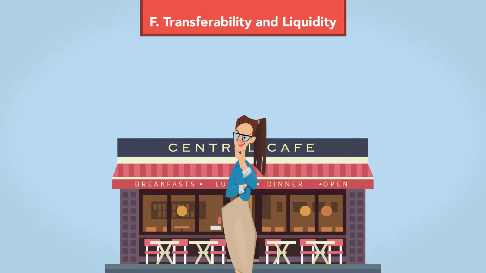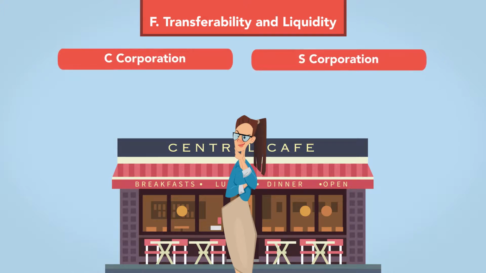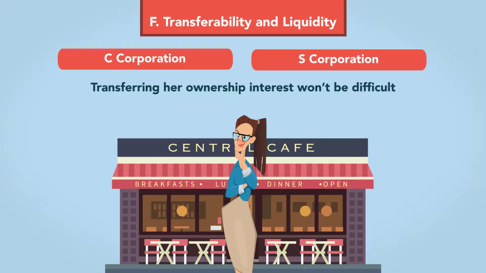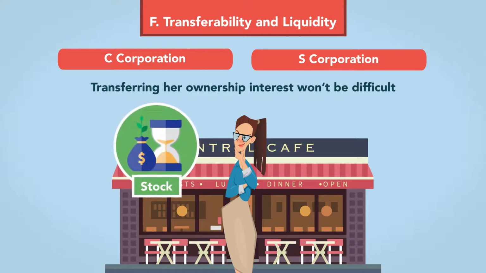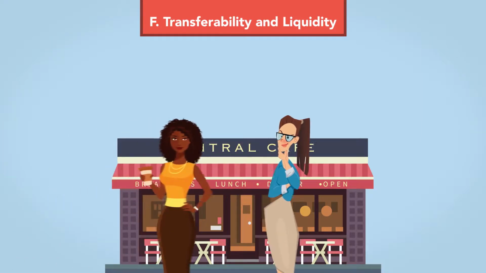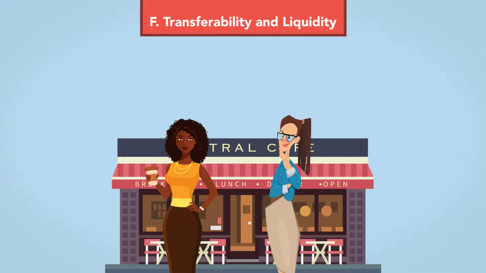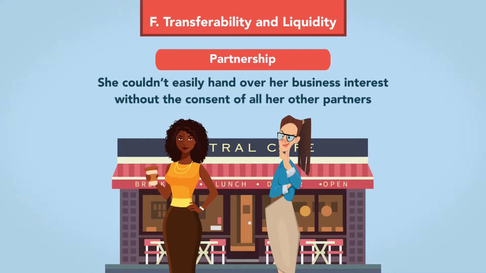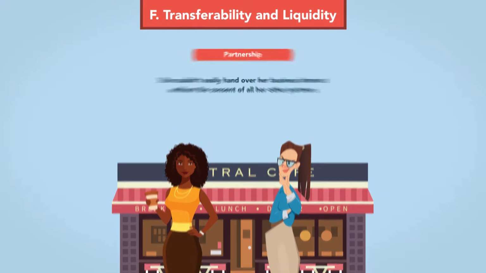If, for example, she formed a C or S corporation, transferring her ownership interest won't be difficult because all she'll have to do is sell her stock to a new owner on the open market. However, another business entity choice will not offer Tina the same degree of business transfer flexibility. If she had formed her business as a partnership, she couldn't easily hand over her business interest without the consent of all her other partners.